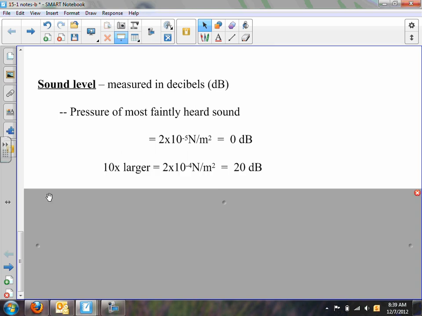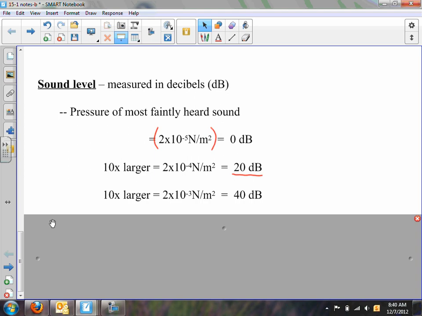So if you take this original pressure times 10, you get 2 times 10 to the negative 4th, and that corresponds to a 20 decibel increase. If you do that again, 10 more times, your pressure is 2 times 10 to the negative 3rd, and that again will add a 20 decibel increase. So notice it's not directly related. Every time your pressure goes 10 times larger, the sound level increases by 20.